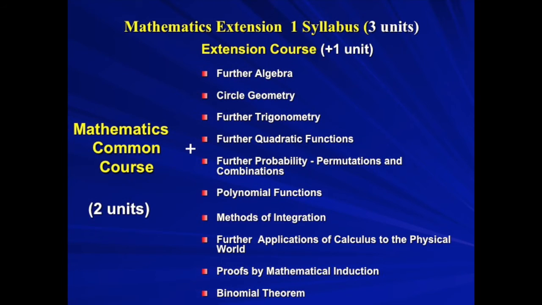Now, if you have a look at the syllabus for Extension 1 Mathematics, Extension 1 students have to study everything that is in the Mathematics Common Course, and they also have to study their own content for Mathematics Extension 1. Now, this will involve further algebra, more complex calculus, and some other things that will help you later on at university if you go on to study, as we said, engineering and the physical sciences.